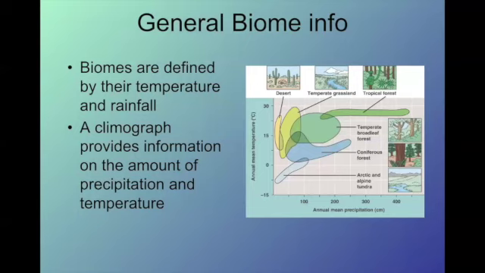Biomes are defined by their temperature and their rainfall, and a climatograph. If you guys were in APES, you drew those. Look at the amount of precipitation, rain, and temperature as it varies by month. Realize that the temperature and the precipitation together give us the properties or the distinguishing characteristics of your biome.